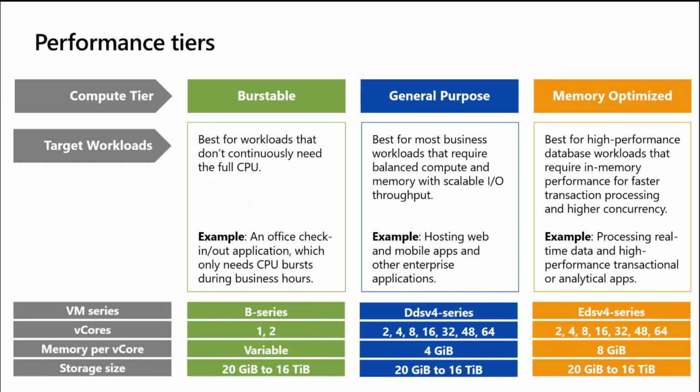And for the memory, it really depends on the compute tier. In burstable, it's variable. But in general purpose or memory optimized, memory allocation is 4 GB per vCore in general purpose, and 8 GB per vCore in memory optimized. We support storage size up to 16 terabytes. Minimum storage allocation is 20 GB.